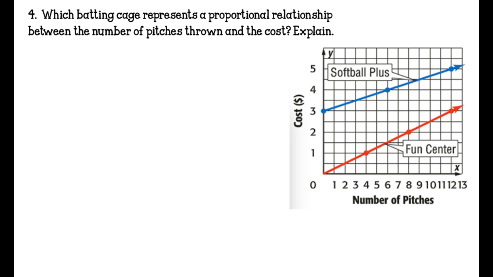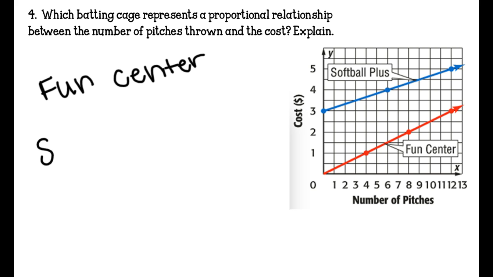Which batting cage represents a proportional relationship between the number of pitches thrown and the cost? Explain. Now remember that a proportional relationship on a graph is shown by a straight line that goes through the origin. So softball plus is a straight line, but it doesn't go through the origin. And fun center is a straight line, but also goes through the origin. So fun center is proportional, and that's because it's a straight line through the origin.